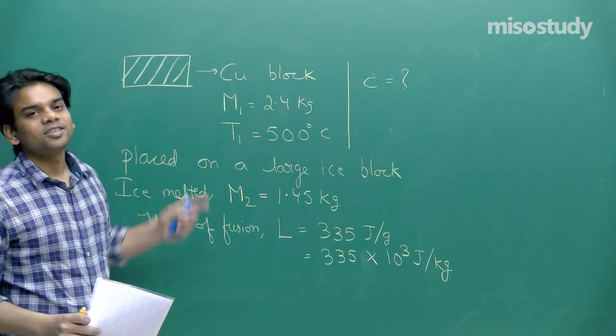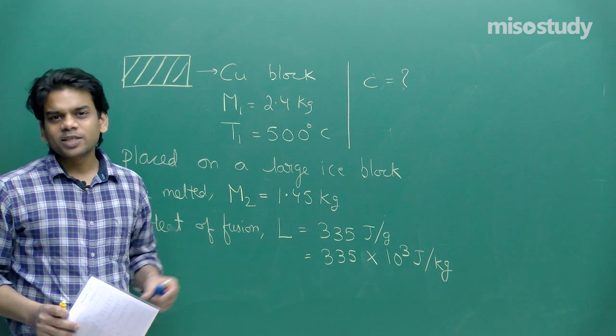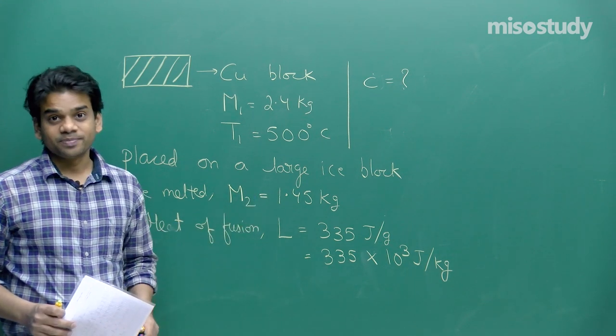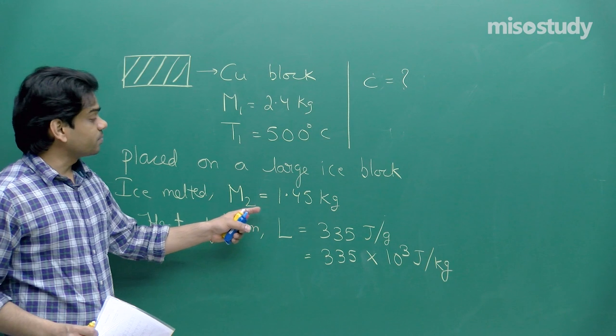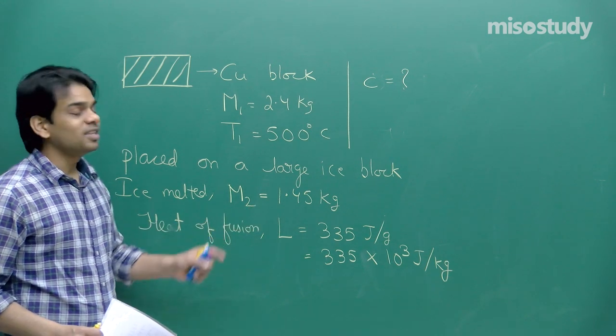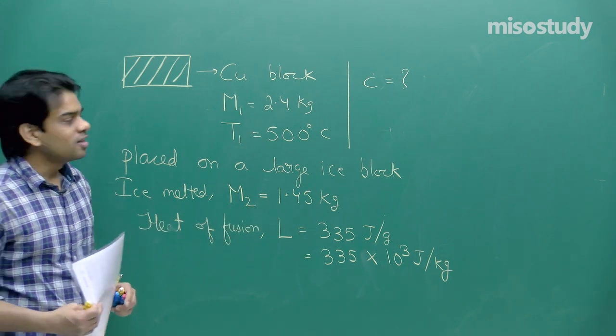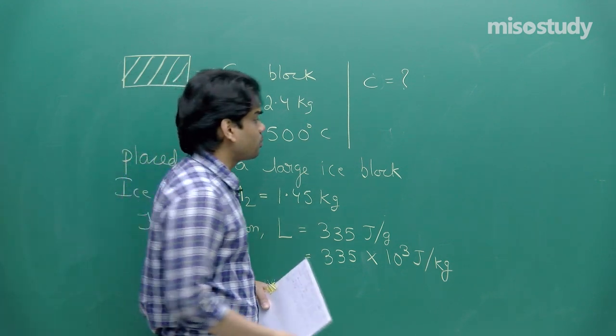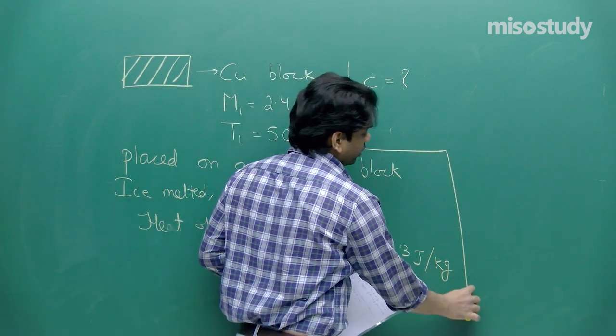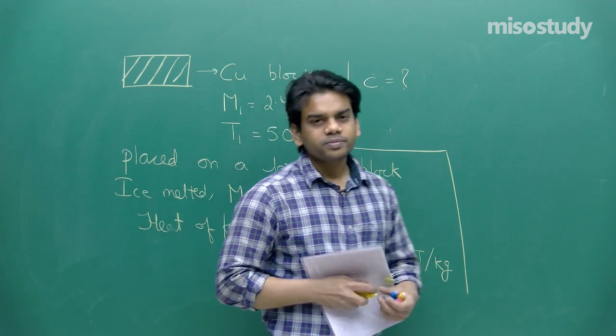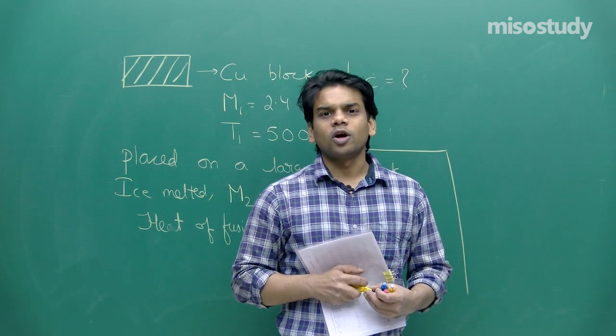You heated it, you brought it on an ice block, you saw how much ice has melted. You are provided with the mass of ice that has been melted, and you are provided with the latent heat of fusion of water, that is 335 into 10 to the power 3 joule per kg. How can we go ahead, how can we solve it?